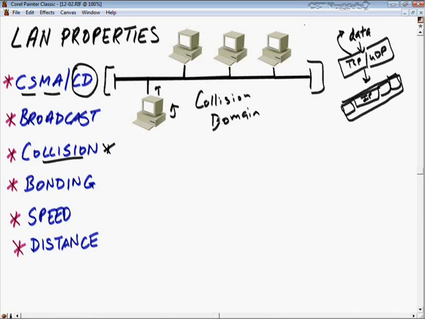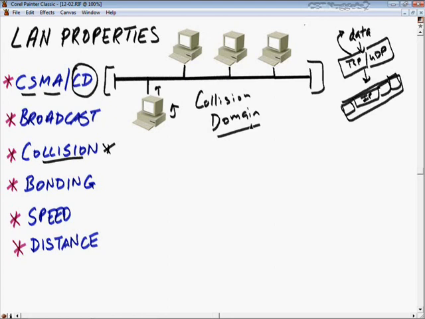In other words, the more devices you have that are sharing this hub or this bus, the more the likelihood of collisions, which by the way are resolved in microseconds, but still it can have an effect on the network when you have dozens or hundreds of stations out there.